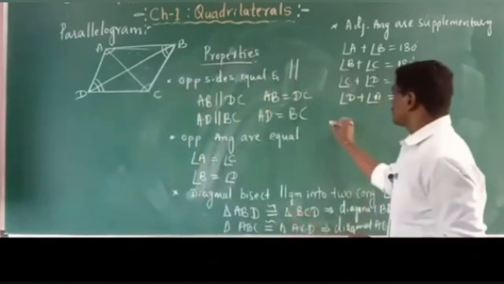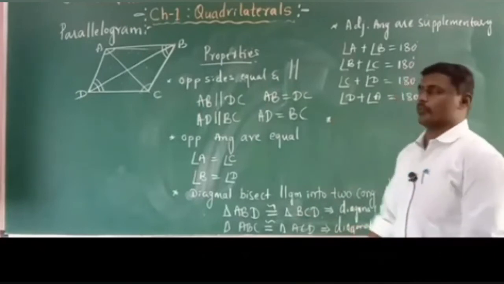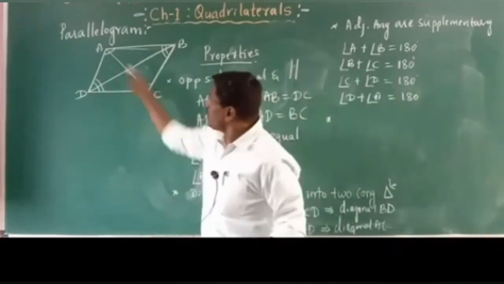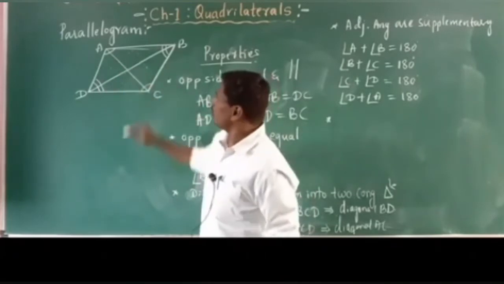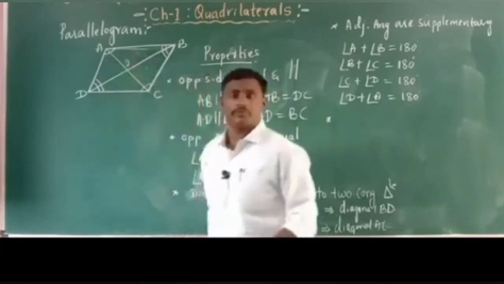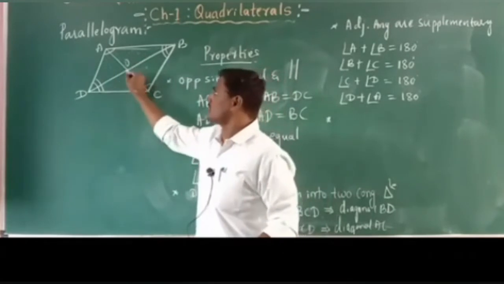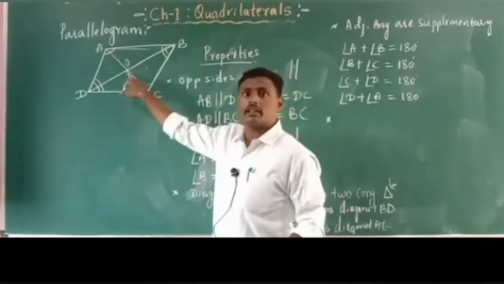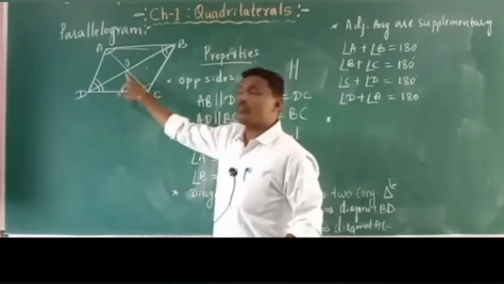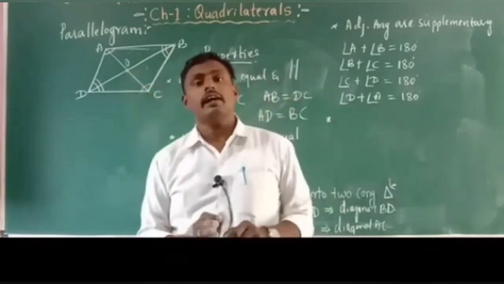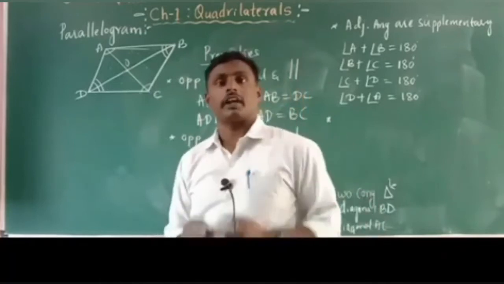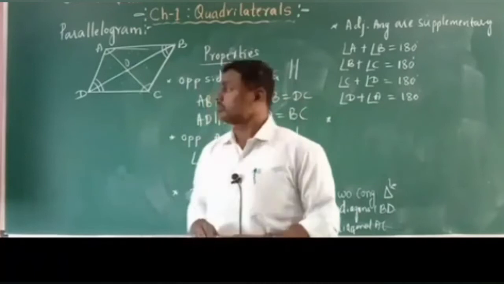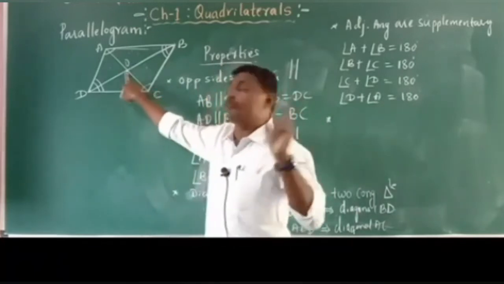Okay, next come to the fifth property. When we draw the two diagonals AC and BD, these two diagonals intersect at one particular point. That point of intersection is considered as O. When two diagonals intersect in the parallelogram, the diagonals bisect each other. It means each diagonal is divided into two equal parts when they intersect at one particular point.